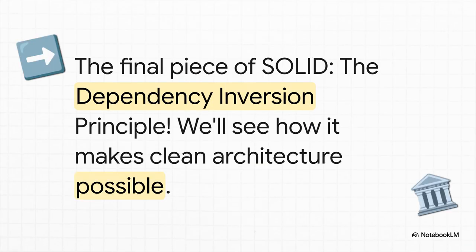We are so close to the finish line of our SOLID series. In our final explainer, we are going to cover the big one, the dependency inversion principle. This is the D in SOLID, and trust me, it's the principle that ties everything together. It's what makes high-level concepts like dependency injection and clean architecture even possible. You are not going to want to miss this one. I'll see you in the final explainer.